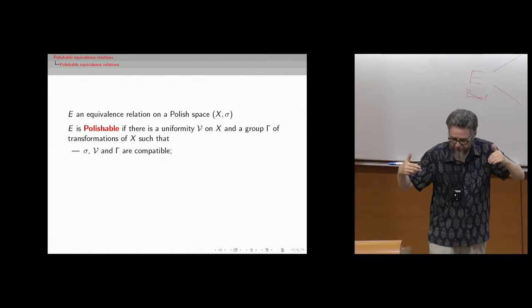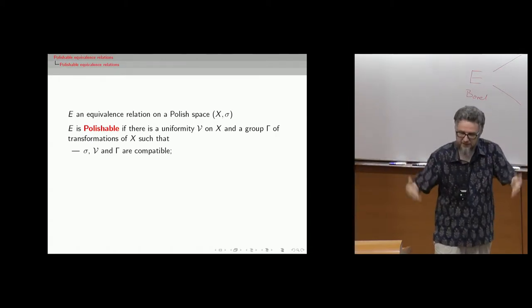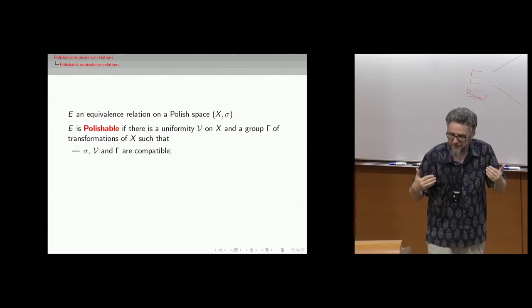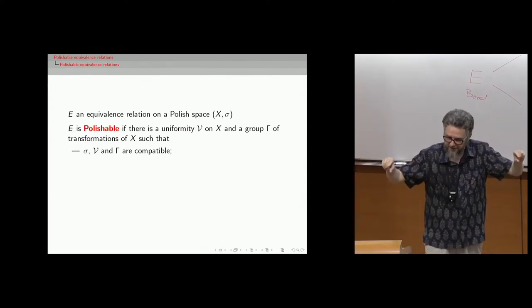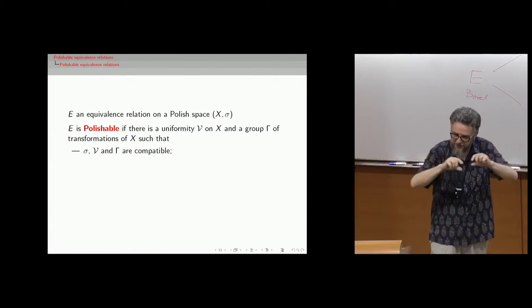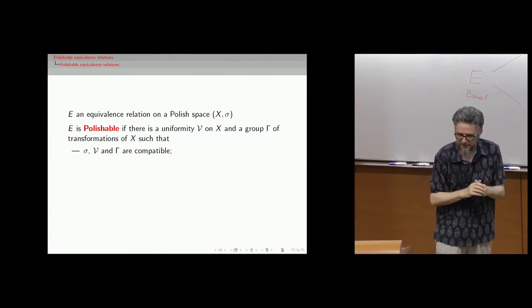So I'll have a uniformity on the whole space. It will give me a topology. This topology will be complete, and each equivalence class will be a G delta with respect to this complete topology. This will guarantee that each equivalence class is a complete metric space.